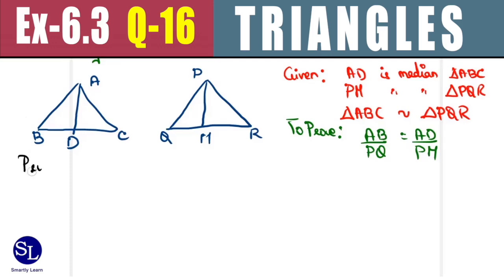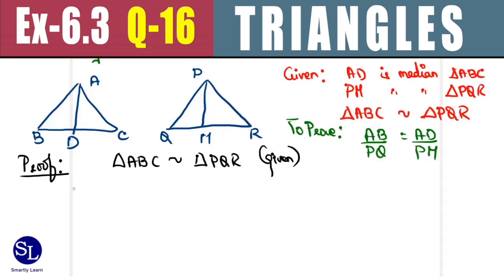So proof. Triangle ABC is similar to triangle PQR is given to us. So let's start from there. Let's write the sides as proportional. So AB by PQ is equal to BC by QR is equal to AC by PR. So we can derive this from what is given to us. So AD and PM are medians, right? So let's take that particular aspect.